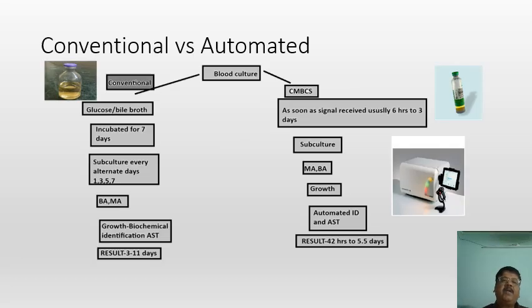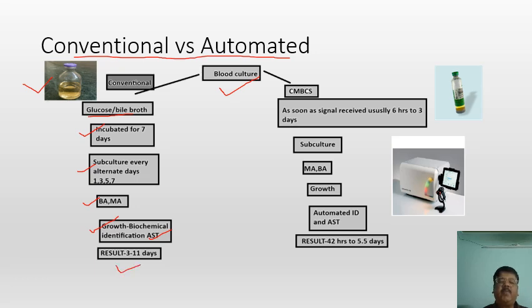So before that, we'll come to the comparison of conventional versus automated. Suppose you are going for blood culture in conventional methods, we are growing in glucose or bile broth. You can see here a photograph of glucose broth, and these bottles are incubated for 7 days, and every alternate day, on days 1, 3, 5, 7, we are doing subculture on blood agar and MacConkey's agar. Then after growth happens, we have to go for biochemical identification and antimicrobial susceptibility testing by doing the manual methods.